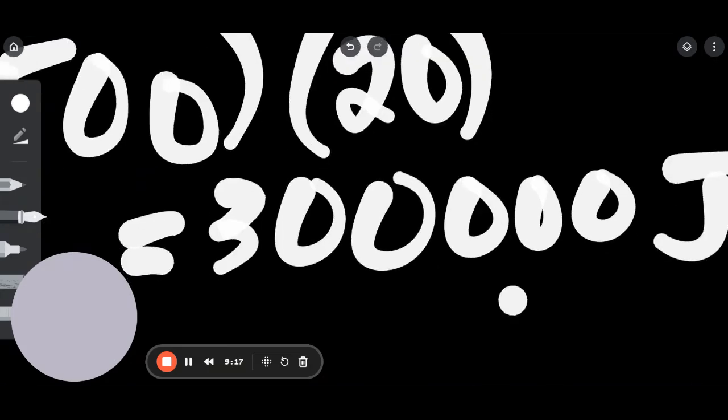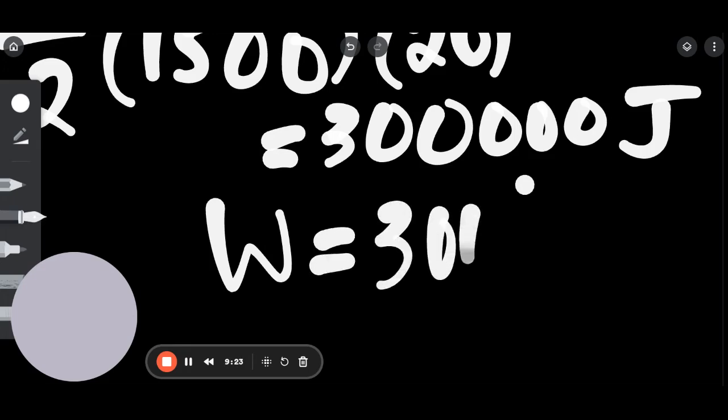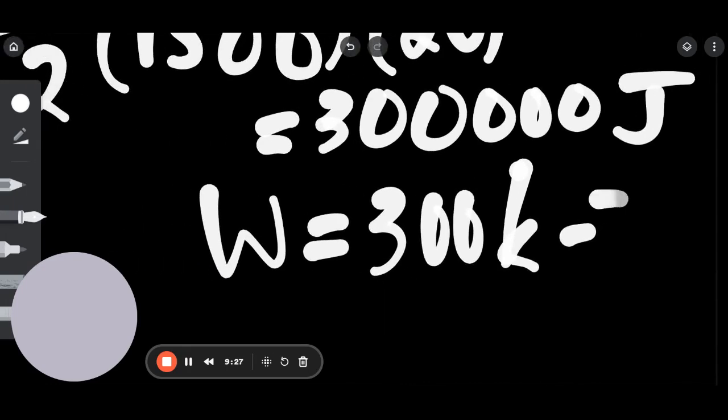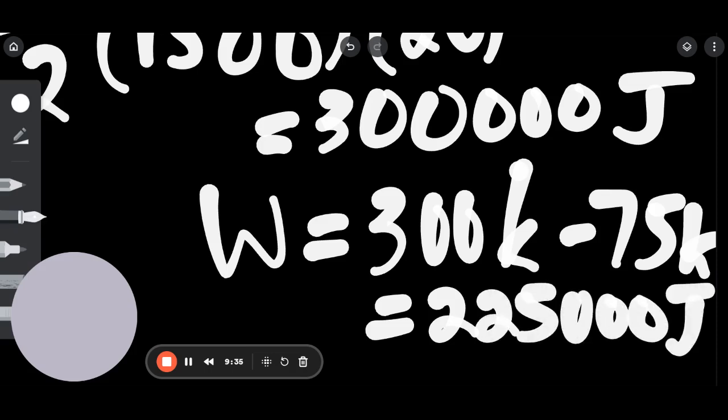Now, the work done is just the change in kinetic energy. So the work is equal to the 300,000. I'm just going to abbreviate, put 300K minus 75K, which is equal to 225,000 joules. So the engine did about 225,000 joules of work to speed up the car.